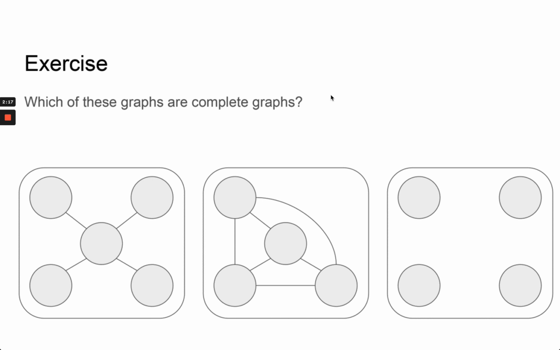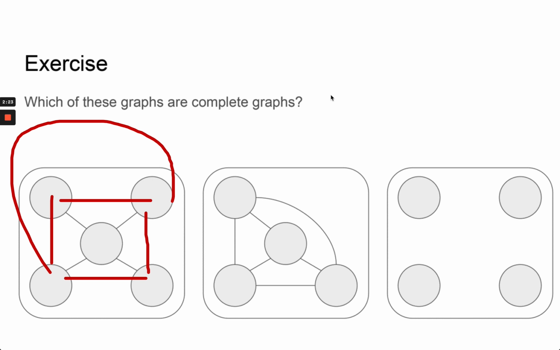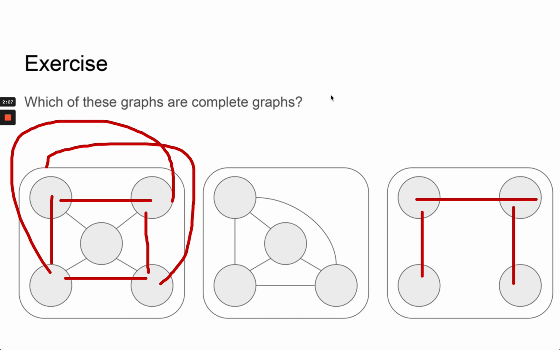Not complete because we have a whole bunch of edges missing, even though it is connected. All of those are missing. And the second one, every single edge is missing. There are a whole bunch of them. And in this, it's only the second one that's complete.